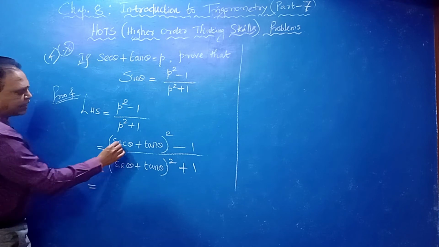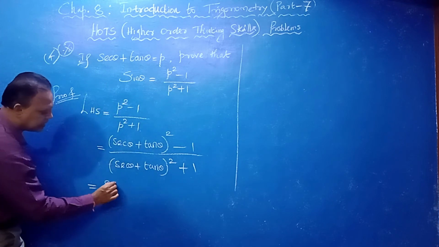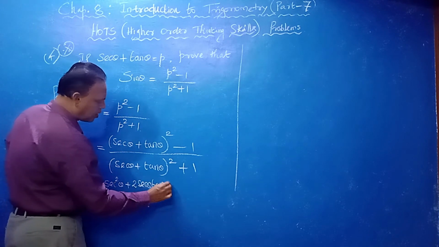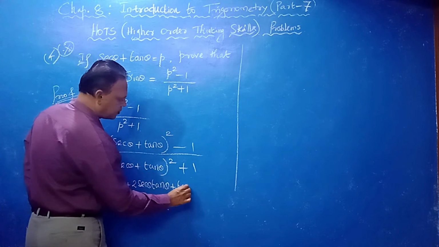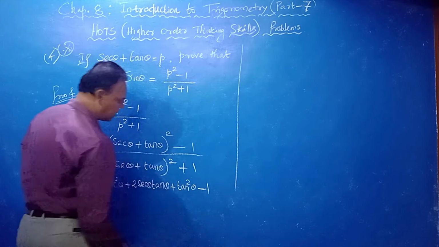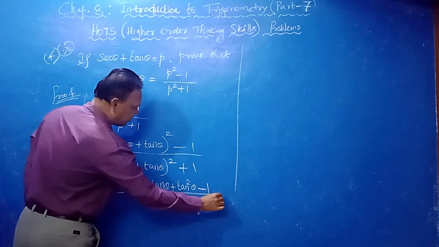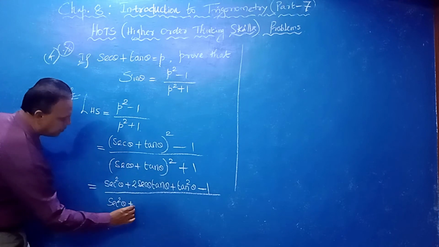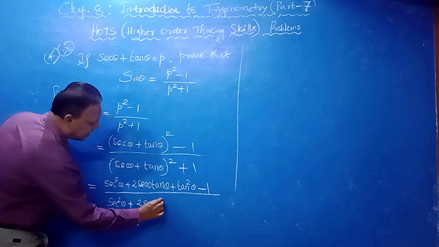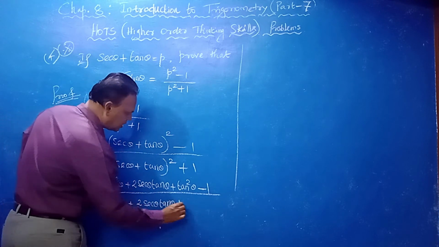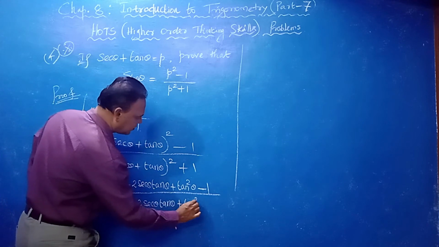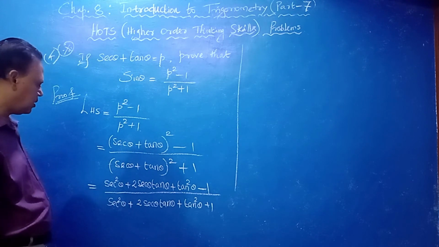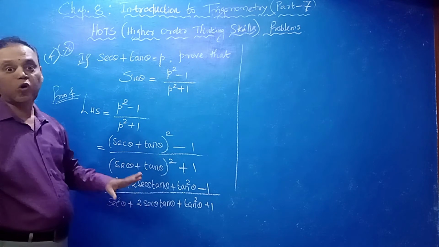So correctly how to simplify? Here a plus b whole square formula apply. That is secant square theta plus 2 secant theta into tan theta plus tan square theta minus 1, whole divided by, here also apply, secant square theta plus 2 secant theta tan theta plus tan square theta plus 1. Okay, plus 1. Okay, you should not cancel like this. Okay, you have to apply the identity.